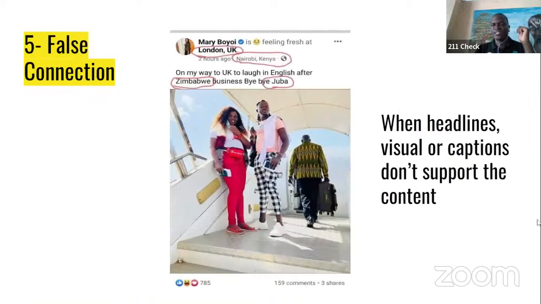And then we have false connection. This is when headlines, visual, or captions don't support the content. When you look at this post, analysis of this post by Mary Boyoy, there are a lot of things there. First, she's saying that she's in the UK already, and this post was made in Nairobi, and again, she's saying bye-bye Juba. So there's a lot of things here that do not really match. So this is an example of false connection.